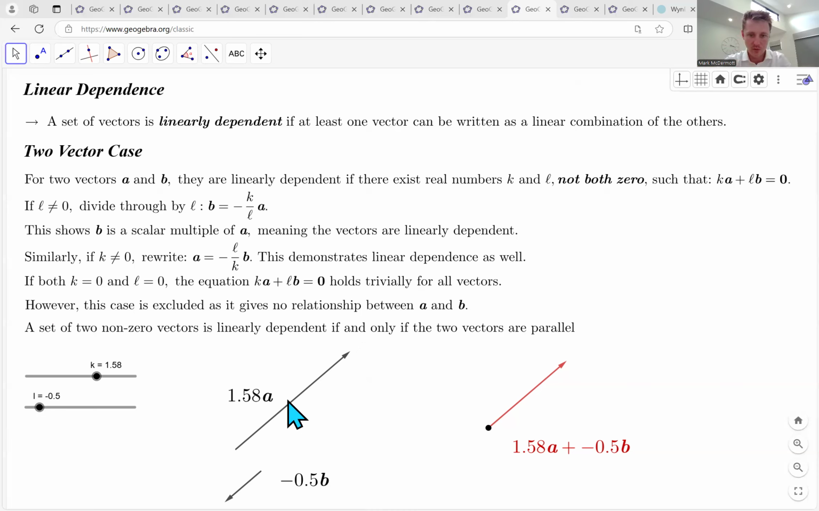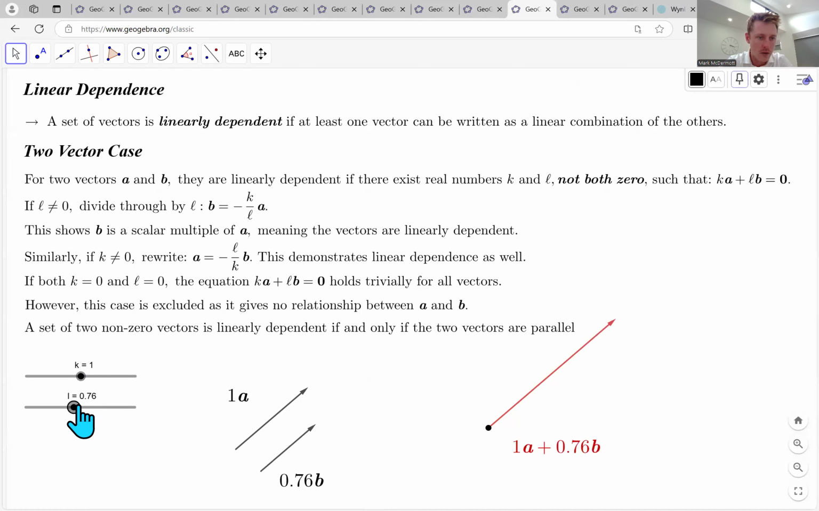So what we've got here is two vectors, and let me just put them back to one for now to explain what's going on down here with this image. Okay, so we've got two vectors. This vector here is vector A, and this vector here is vector B. This vector over here in red is K, which is some value we can change, multiplied by vector A plus L multiplied by vector B.